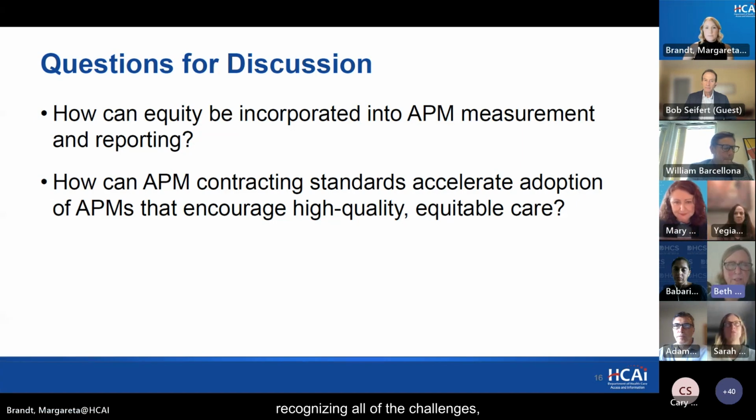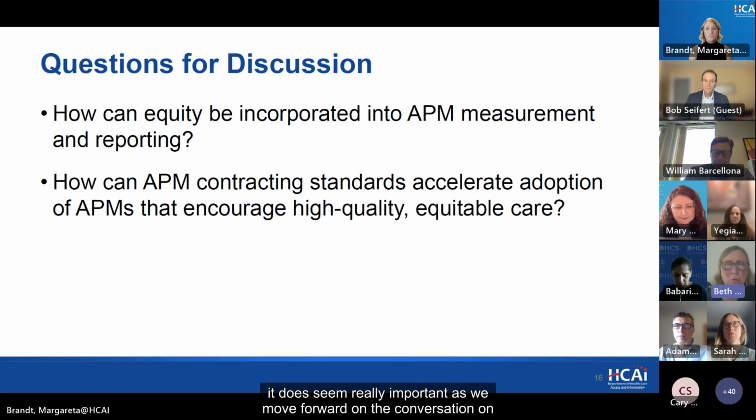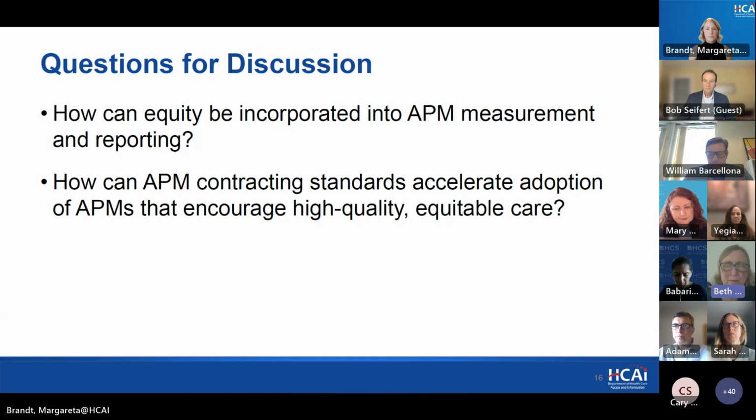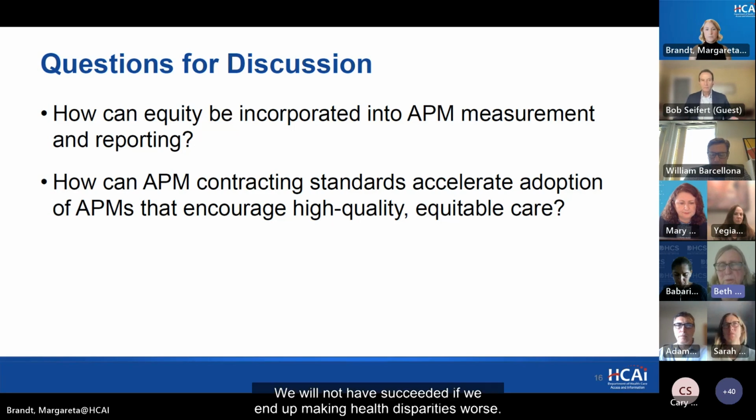Recognizing all of the challenges, including the challenges with obtaining data, it does seem really important as we move forward on the conversation on alternative payment models that we are mindful of equity and building it in, and that it needs to reach down to the provider level. We will not have succeeded if we end up making health disparities worse.